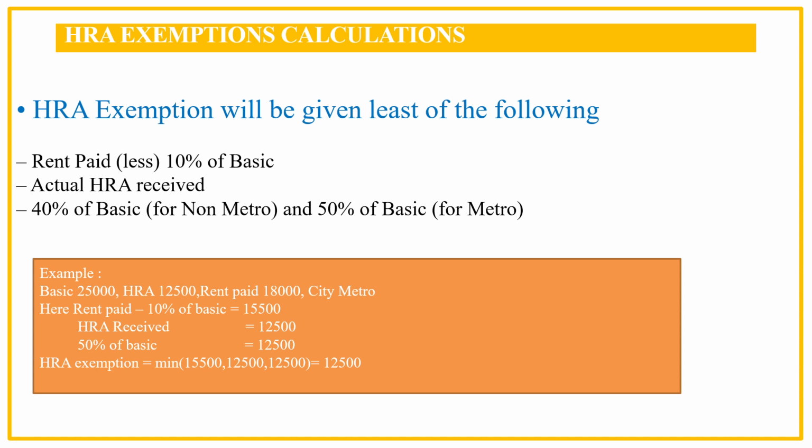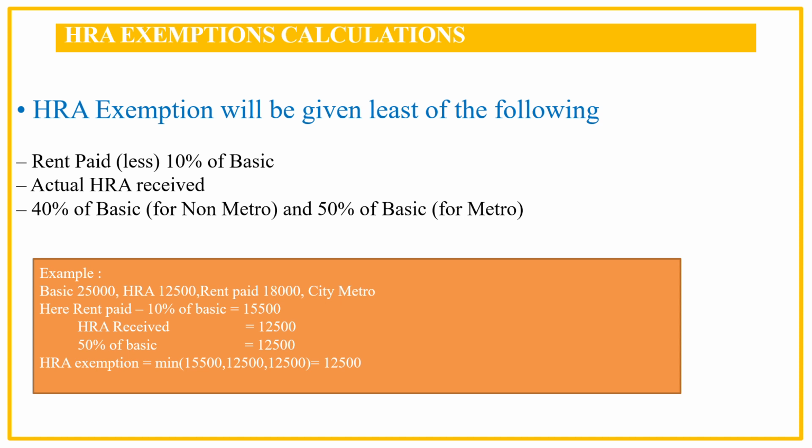In a different scenario, in case the employee is residing other than metro city, in that case 40% of basic would be different. It will be lesser than 12,500. So in that scenario, only 40% of basic, that is 10,000, would be allowed as exemption.